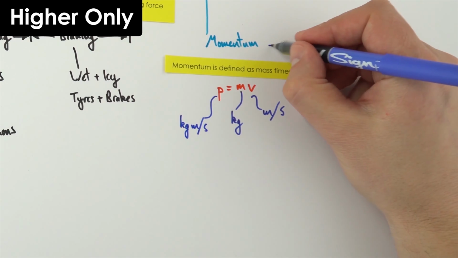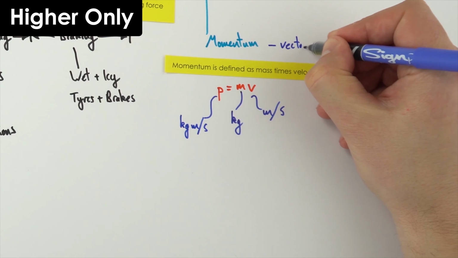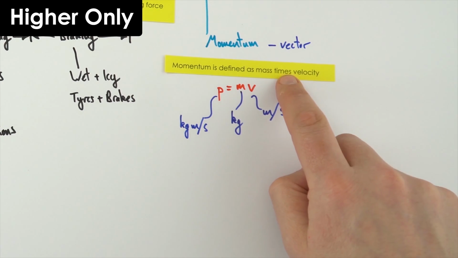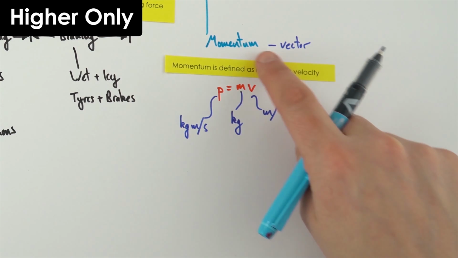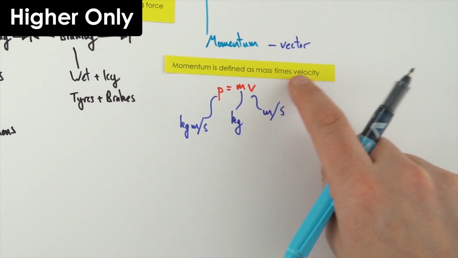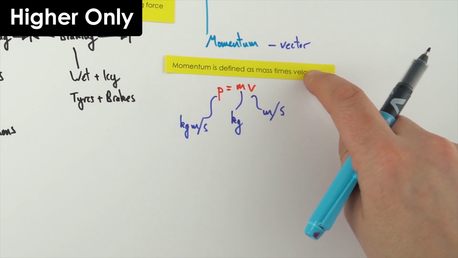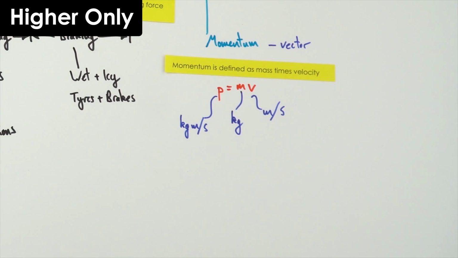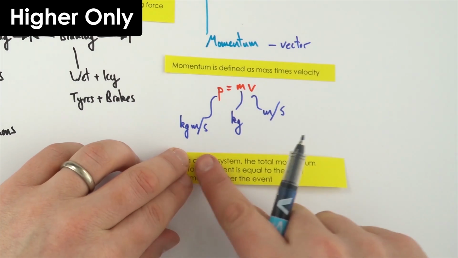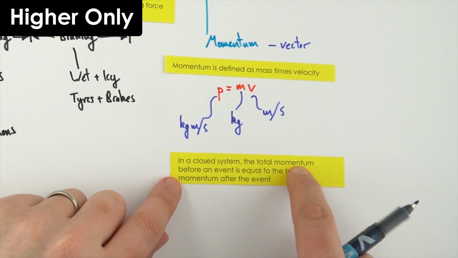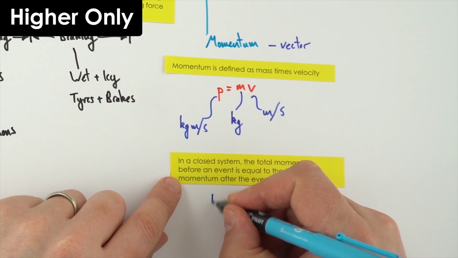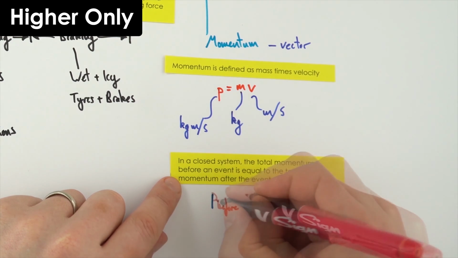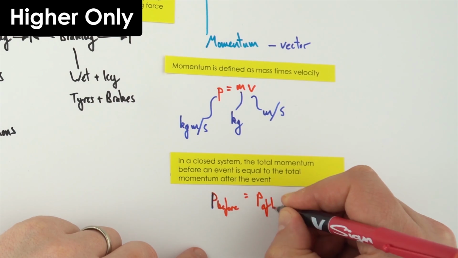Now this is also a vector quantity, because it really depends on the direction that you're going, and you might have maybe a positive momentum or even a negative momentum. And it's really important that you try not to get momentum confused with kinetic energy, which also depends on the mass and the velocity of an object, but that then has a unit of joules. Now, in a closed system, what we can say is that the total momentum before an event is equal to the total momentum afterwards. So the momentum before is equal to the momentum afterwards.